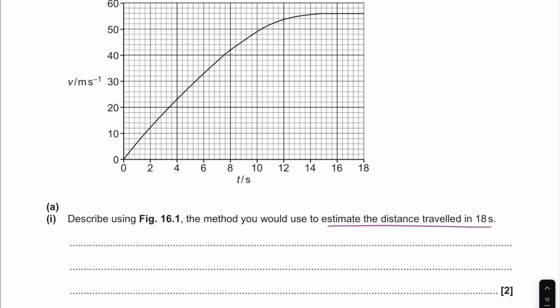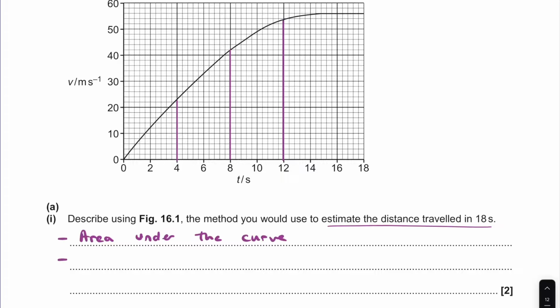Okay, so for example, I would have to think about drawing triangles and perhaps a few trapezia. Okay, and this will be an estimate. It's not asking us to calculate the value, it's just asking how you would work it out. So it would be the area under the curve.